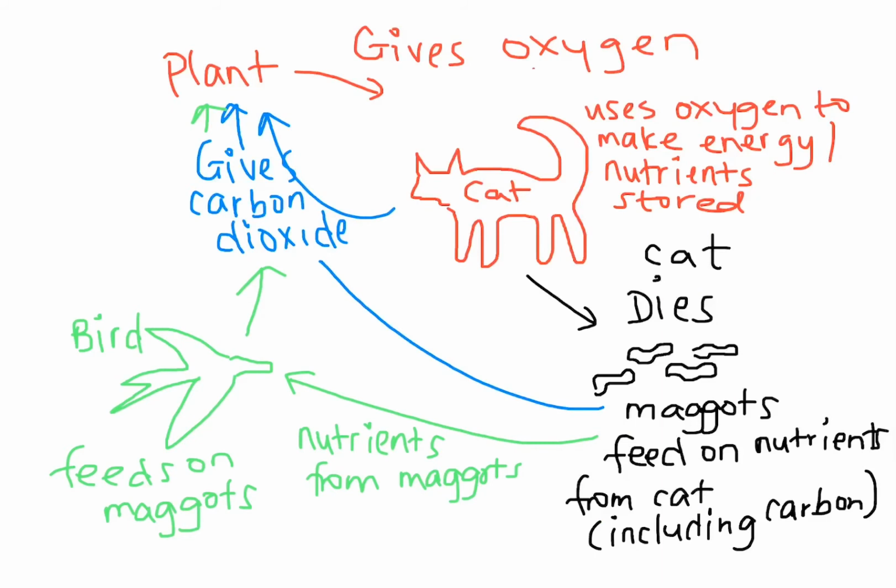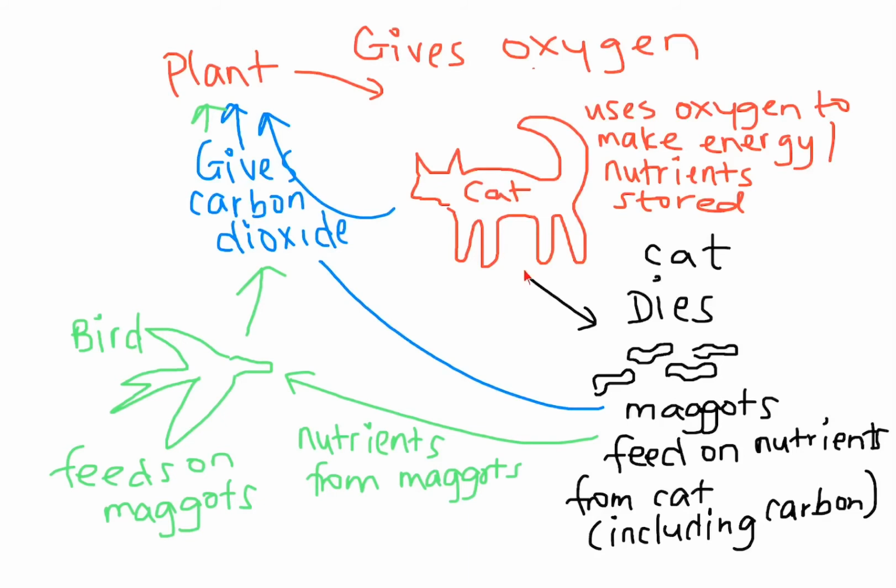So this gives an idea of what is happening during photosynthesis and respiration. The plant carries out photosynthesis, gives out oxygen. The oxygen is used by the cat to make energy. Whatever energy is useful is used by the cat, and whatever energy is in excess is used to make nutrients that are stored. And the molecules of the nutrients contain carbon.